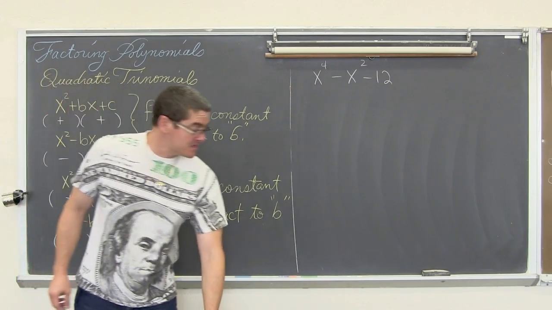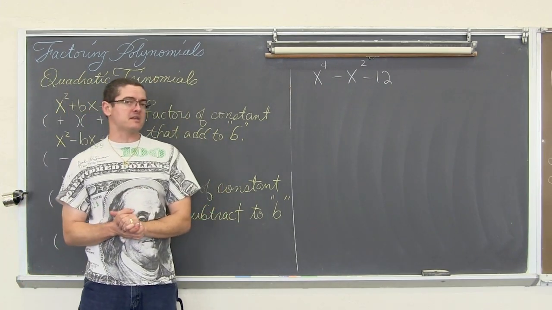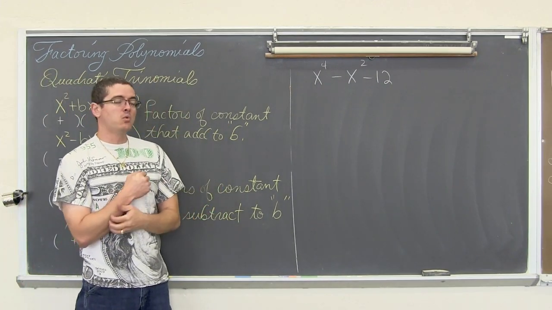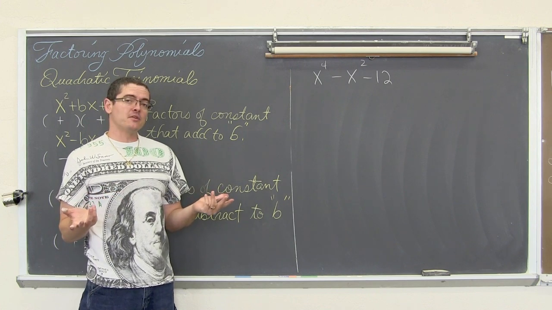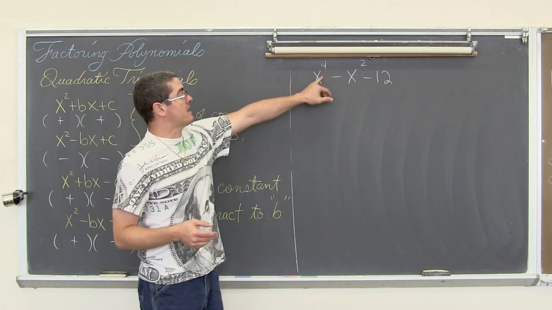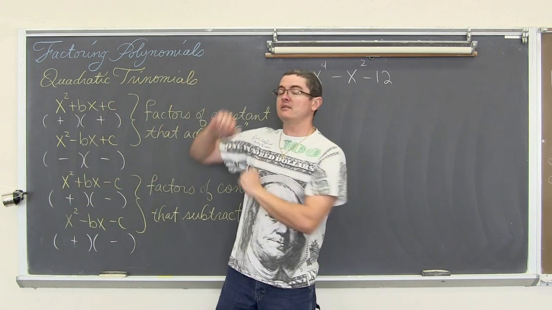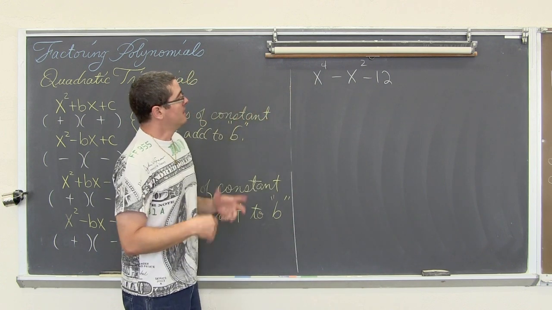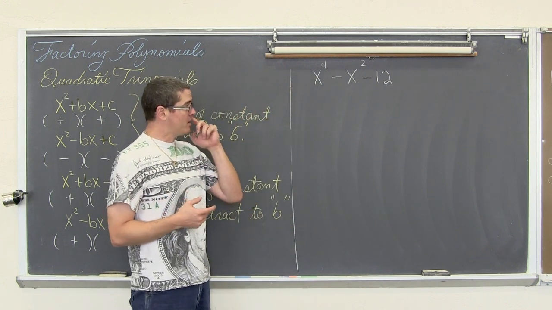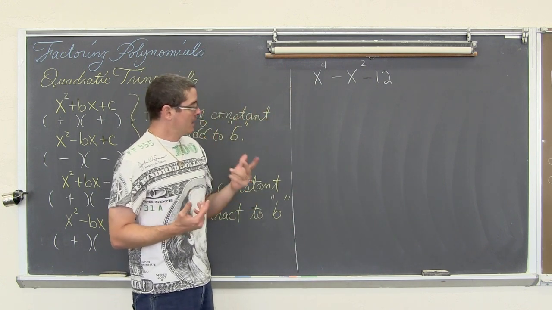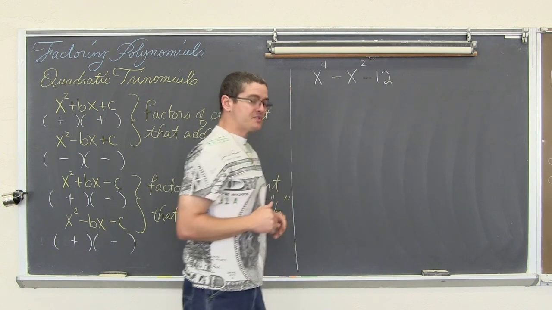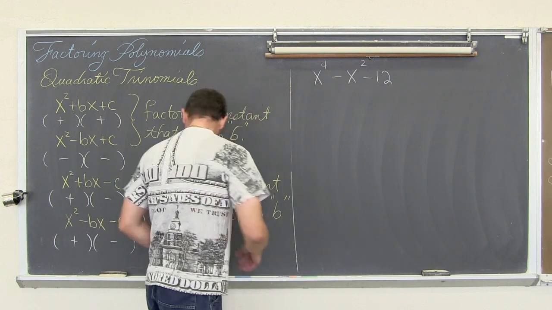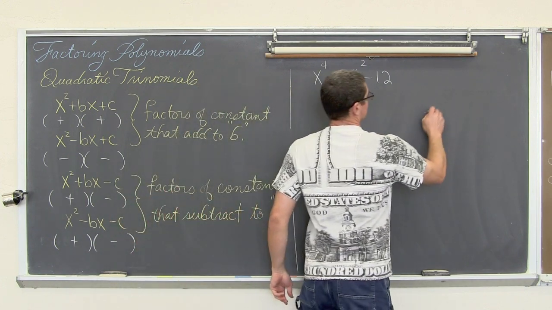So my last example is x to the 4th minus x squared minus 12. Now, this looks different than all the other problems because it's not a quadratic, again, like the title of the section says. It's x to the 4th. So is that really an issue?